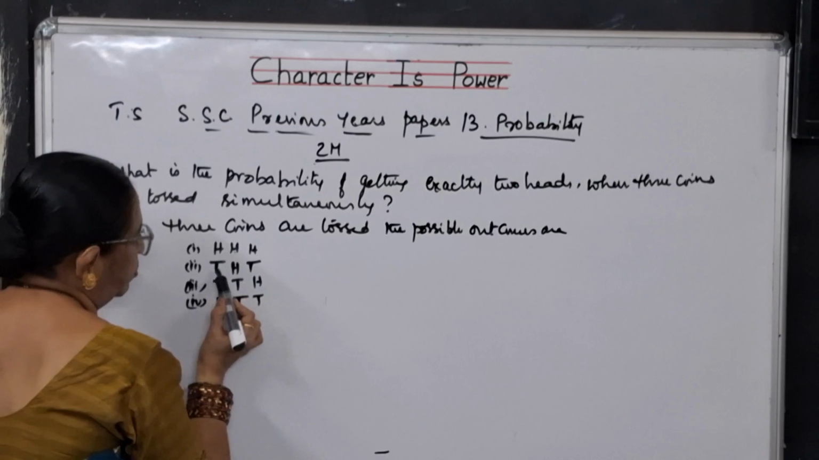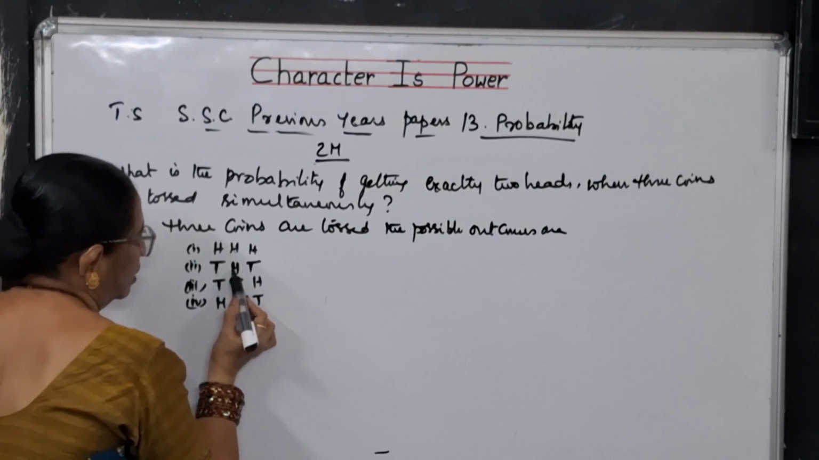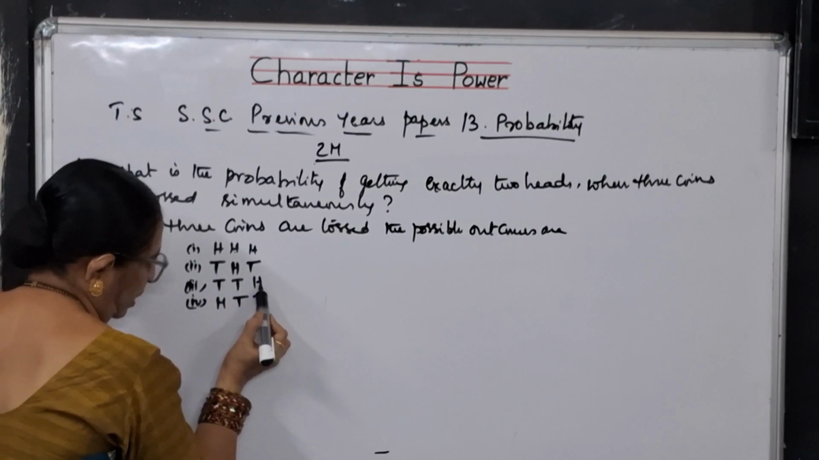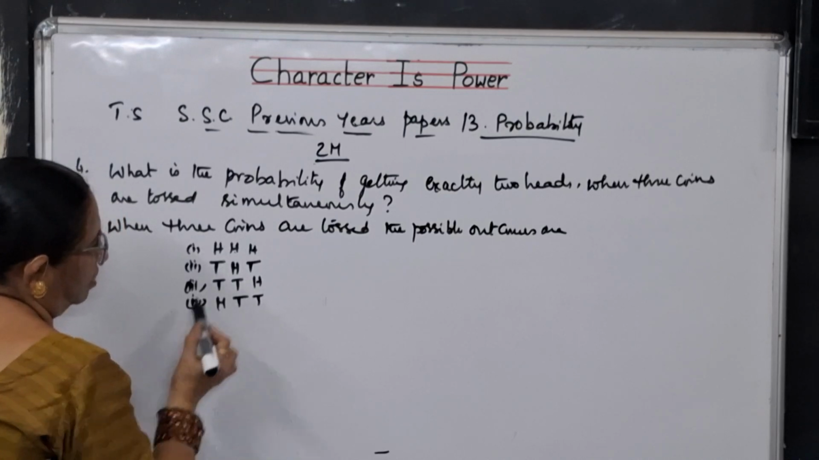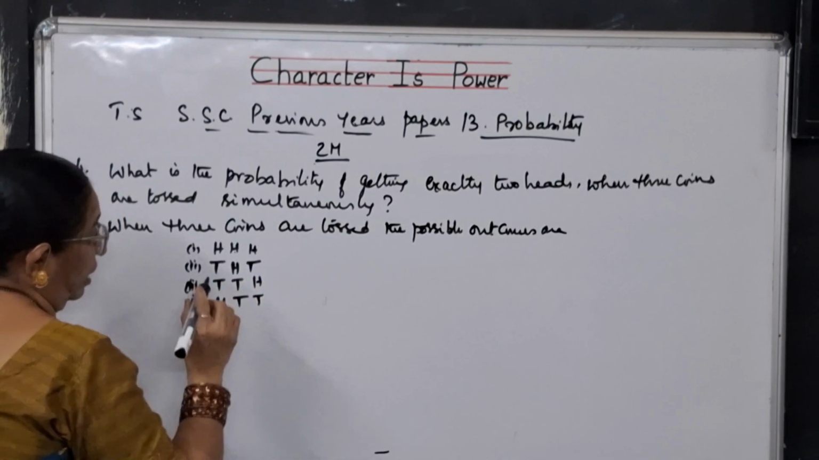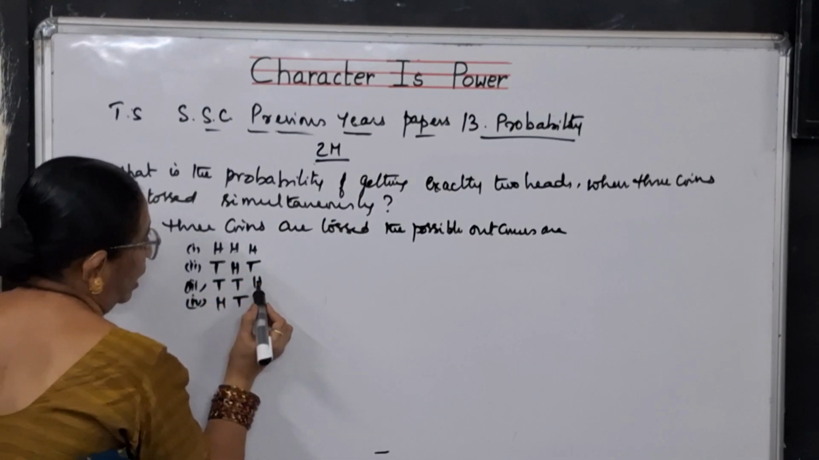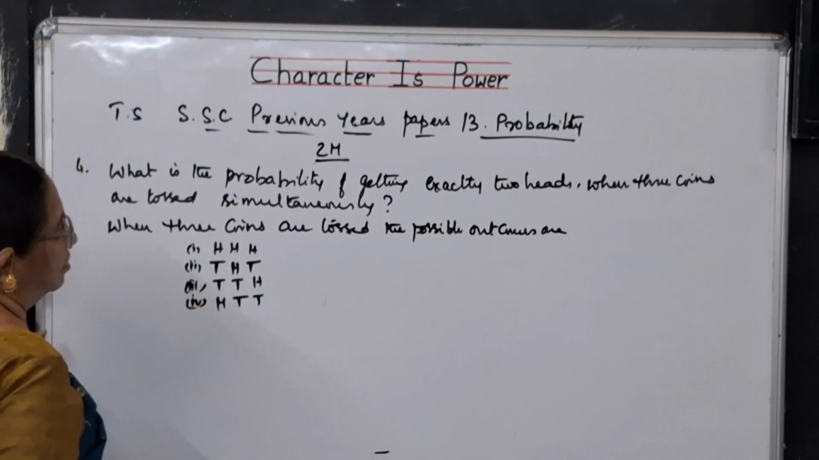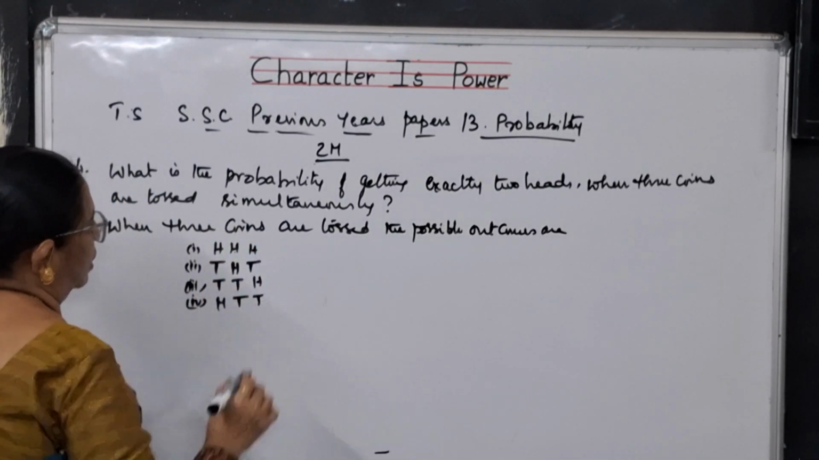So head should be in between tails, or tail is in the middle, tail is in the end, tail is in the first. Here all the 3 heads, head is in the middle, head is in the end, head is in the first. So this is how you can write about the heads.